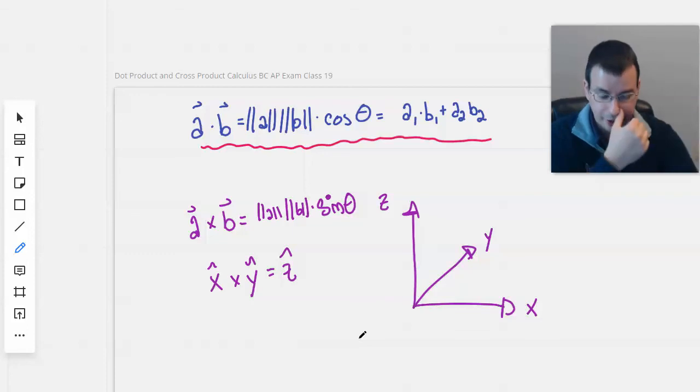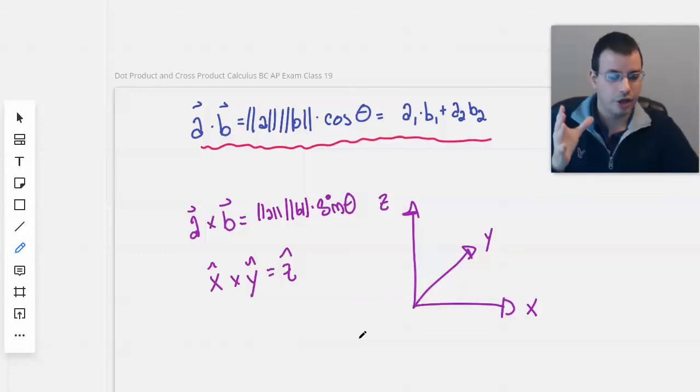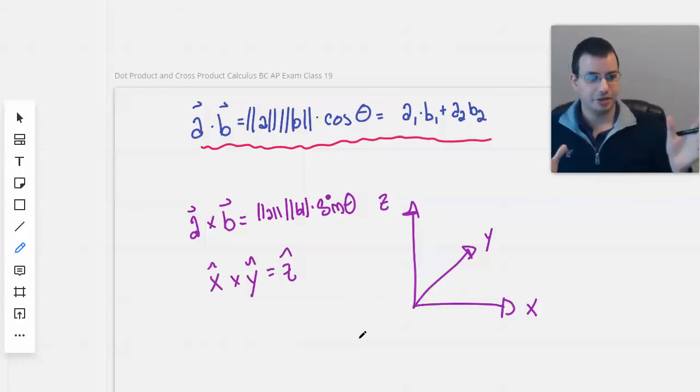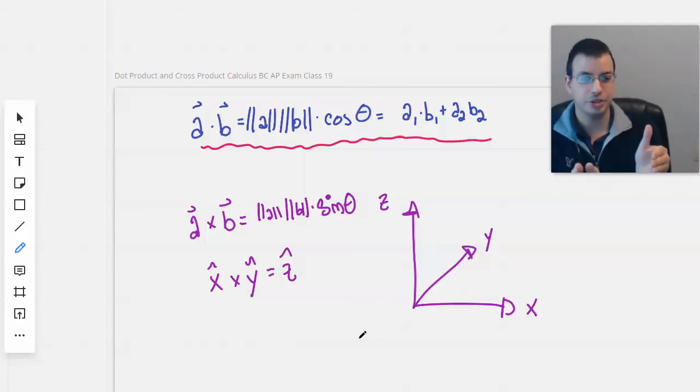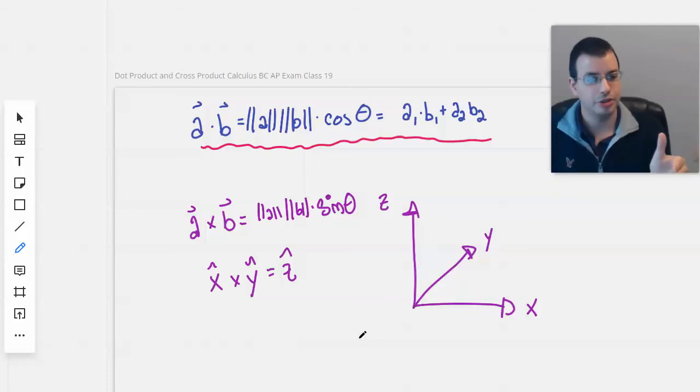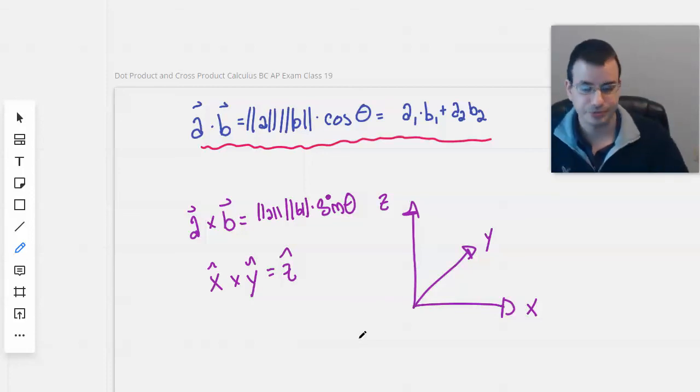Okay, so now that you know, it's going to give you a direction and a magnitude. And the direction is: point your hand in the direction of the first vector, turn your fingers to point towards the second vector they're crossing, and then your thumb will point towards the resultant vector.